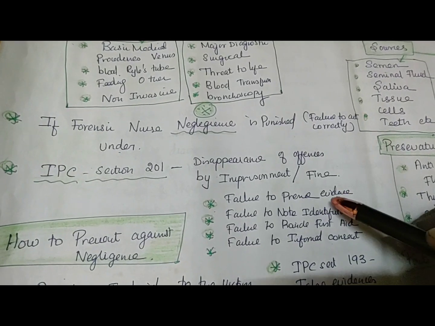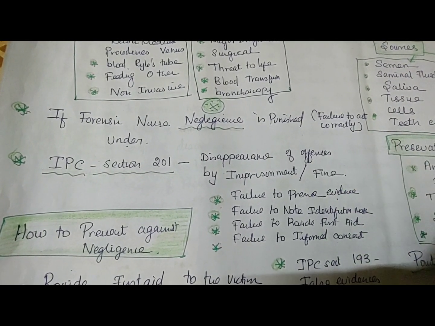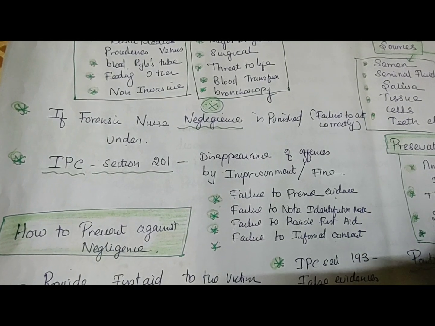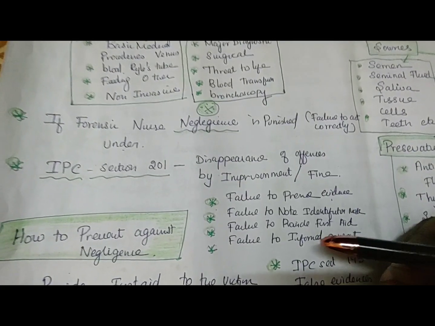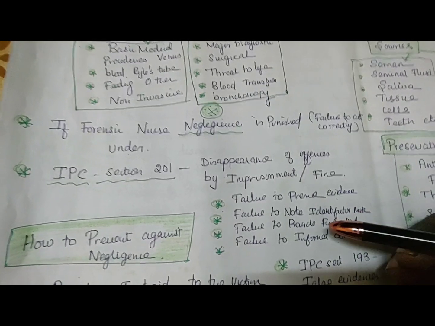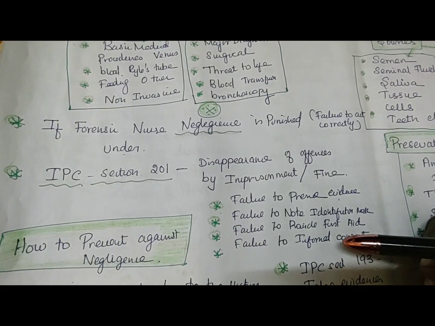So what can she do wrong? Maybe failure to preserve the evidence, or failure to note the identification, or failure to collect the correct amount, or failure to give first aid to either the victim or the accused. She has to give first aid. Also, failure to take informed consent before taking the samples.